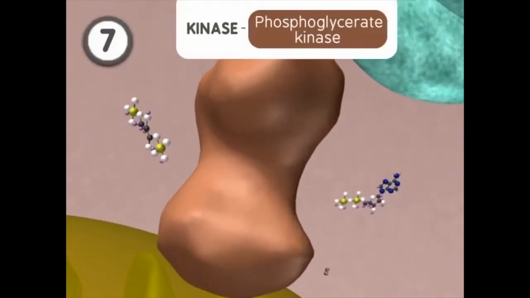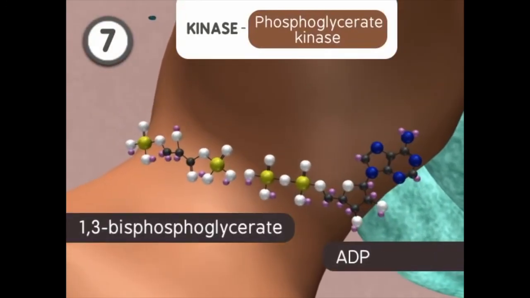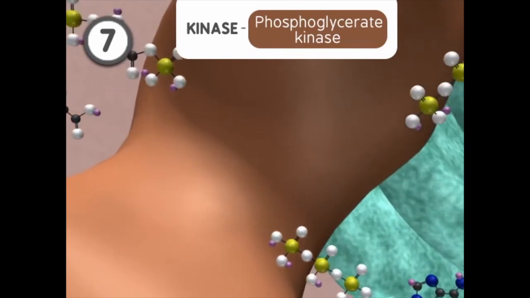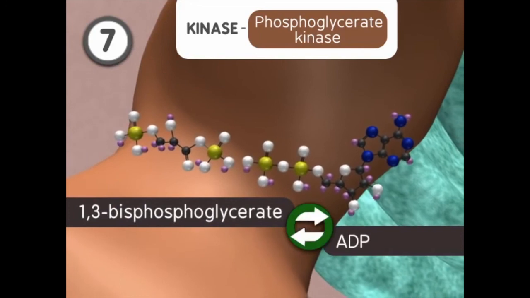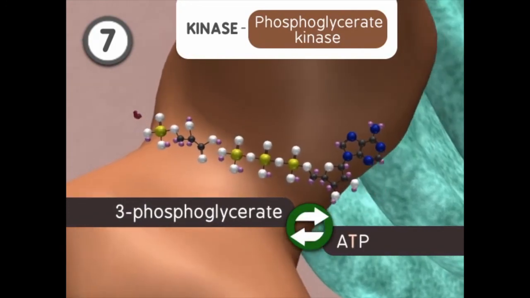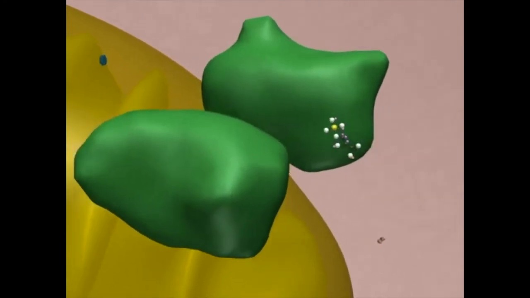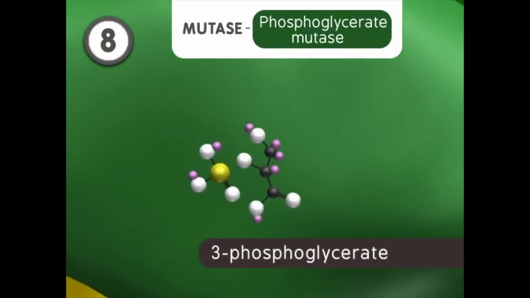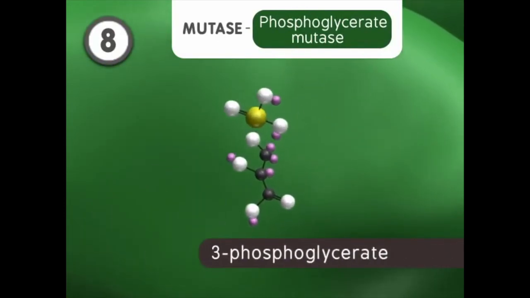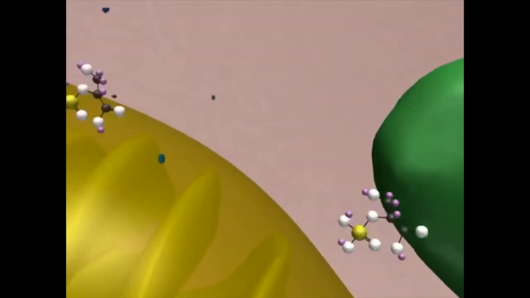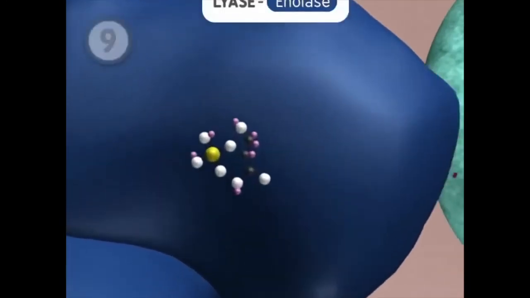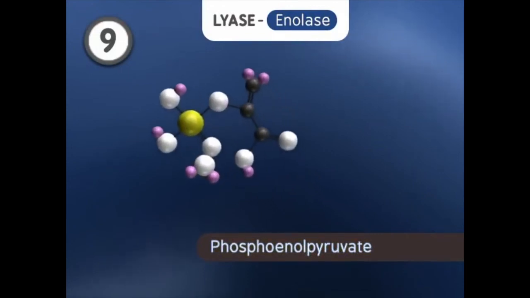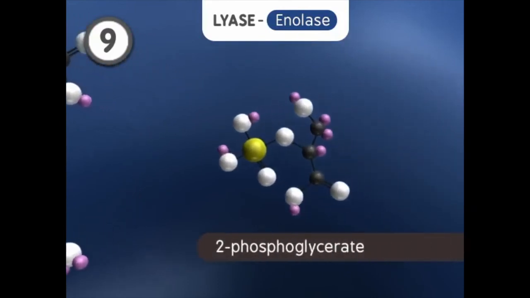In step 7, a kinase transfers a phosphate from 1,3-bisphosphoglycerate to ADP to form ATP and 3-phosphoglycerate. This step is reversible even though ATP is formed. The next step involves a mutase reaction that moves the phosphate on the third carbon of 3-phosphoglycerate to the second carbon position to form 2-phosphoglycerate. In step 9, a lyase reaction removes water from 2-phosphoglycerate to form phosphoenolpyruvate.